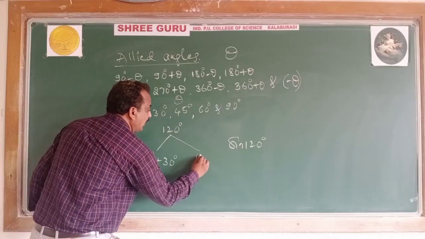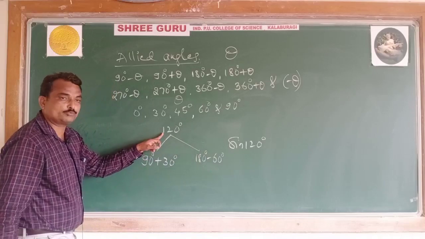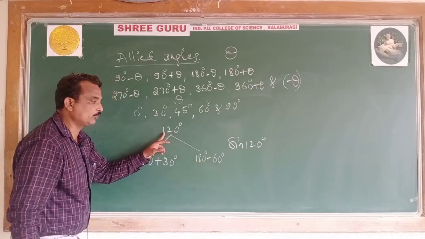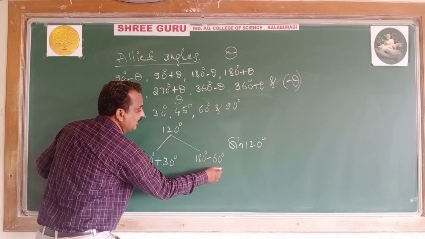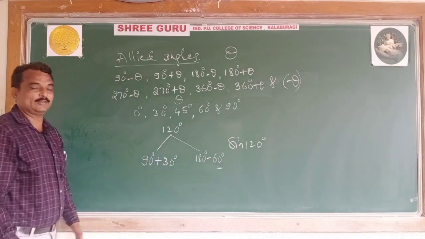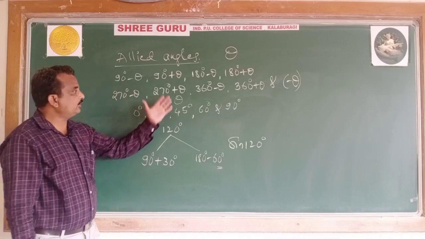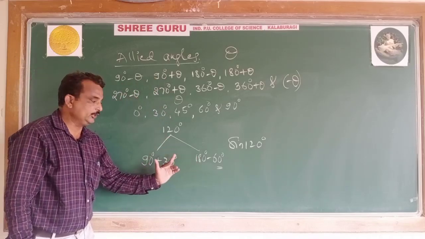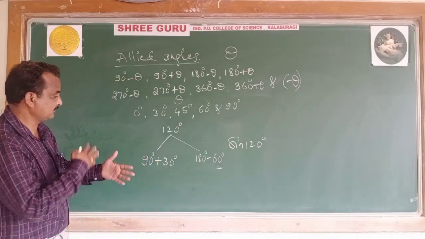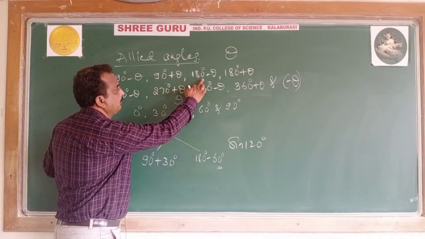You may also calculate this 120 another way. 180 minus 60 is also 120, and 90 plus 30 is also 120. So this is 180 degree minus 60 degree. In such a way, you have to calculate using the allied angles, converting into either of these two types. You may write 120 as 90 plus 30 or also 180 degree minus 60 degree.